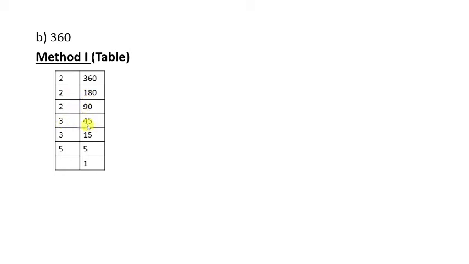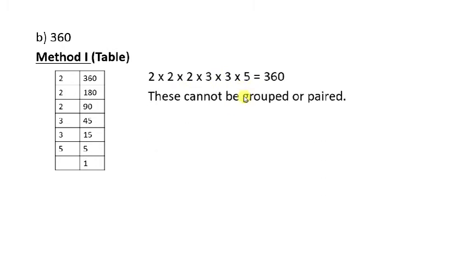3 into 45 is 15. 3 into 15 is 5. And 5 into 5 is what? 1. We express 360 as a product of its prime factors: 2 times 2 times 2 times 3 times 3 times 5, giving us 360. Can those be grouped? No, they cannot be grouped. Therefore, 360 is not a perfect cubic number. There's no number which we can multiply by itself 3 times to get 360.